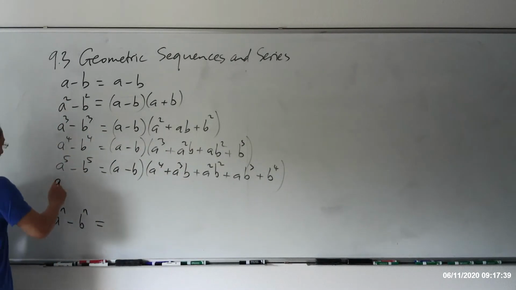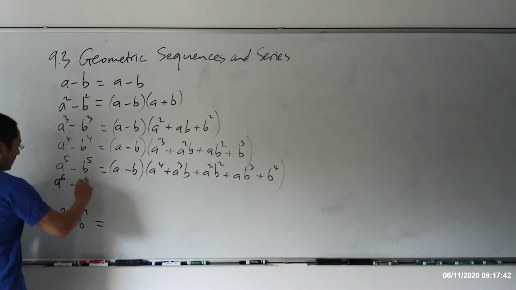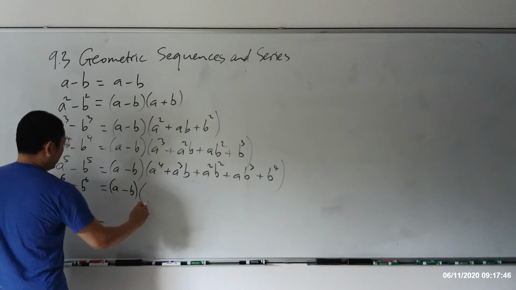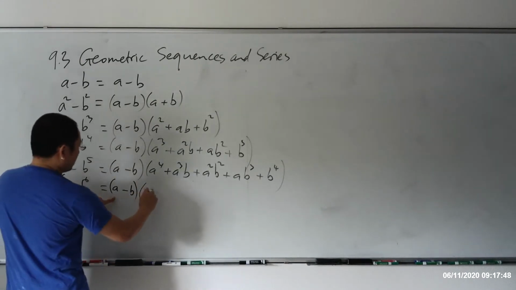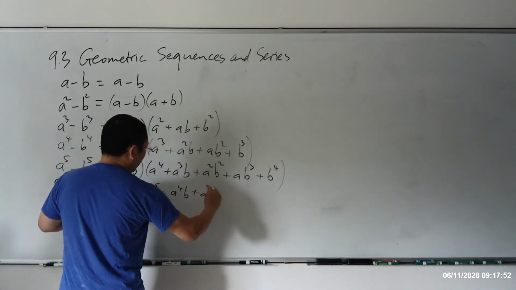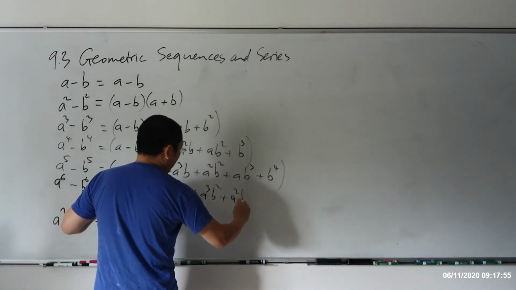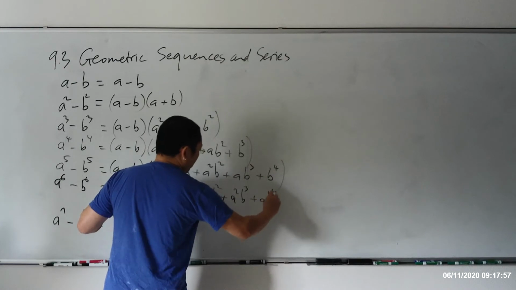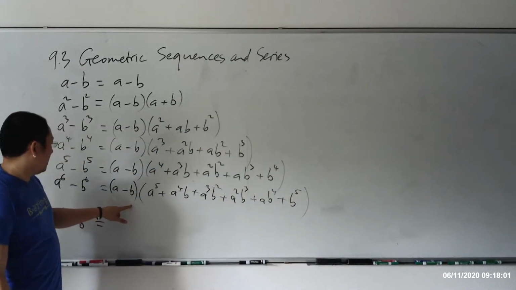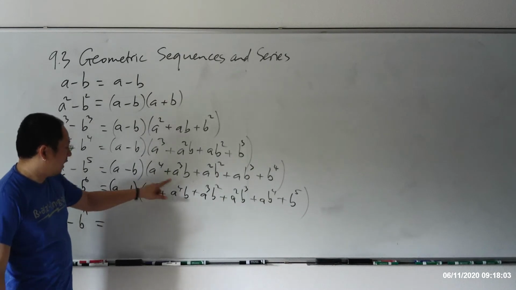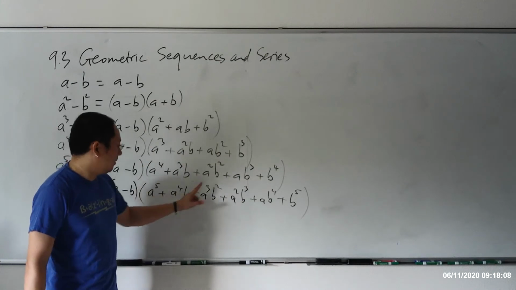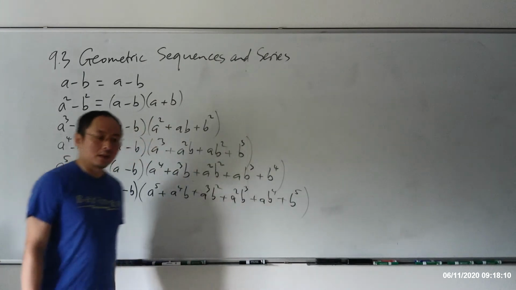So if you draw another line, a to the 6 minus b to the 6, guess what? The first factor is going to be a minus b. Since this is 6, we start with a to the 5th, and then a to the 4 b, a cubed b squared, a squared b cubed, a b to the 4th, and then b to the 5th. Same rules, right? We start with a minus b, and now b goes only up to b to the 5th: a goes 5, 4, 3, 2, 1, no a, and b goes no b, b, b squared, b cubed, up to b to the 5th.